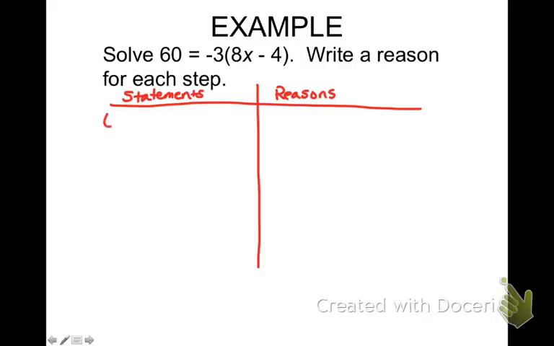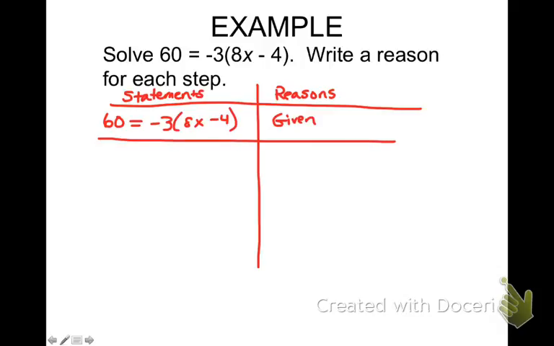So we have 60 is equal to negative 3 times 8x minus 4, and that is given. Now it's up to you. You can break them apart by lines if you want, or if you want to organize it by saying line 1, that's up to you. Whatever you think would work best to keep yourself organized. But you should have some kind of system for breaking apart your steps. Okay? All right, so if that was your equation, what would be your first thing you would do?